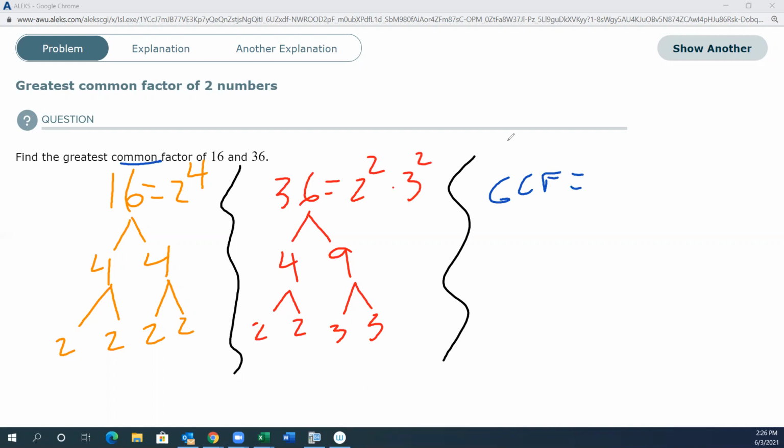Okay, how many 2's do they both have? Well, this guy's got 4 of them, and this guy's got 2 of them, so they both have at least 2. So I'm going to go with the smaller amount. How many 3's does this guy have? None. This guy has 2 3's. The smaller amount would be no 3's. So that exhausts all of our factors, 2's and 3's. So 4 is going to be the greatest common factor, the biggest number that divides into both.